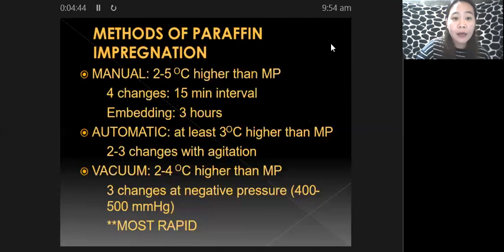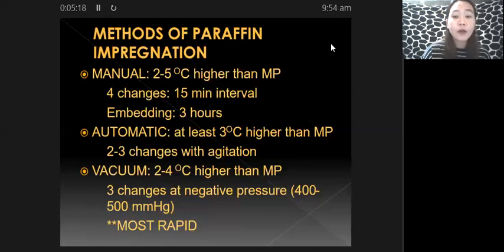Actually, the duration of immersion in your melted paraffin is dependent upon the thickness of your tissue sample. So that's why for the lecture, what we will follow is what is indicated in your Gregorios, which is 4 changes at a 15-minute interval.